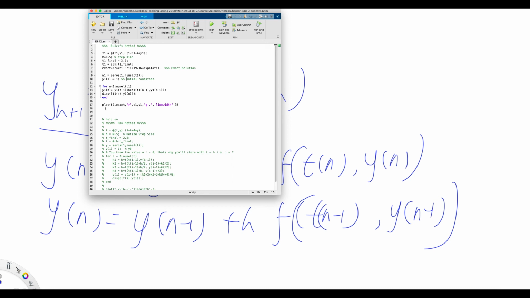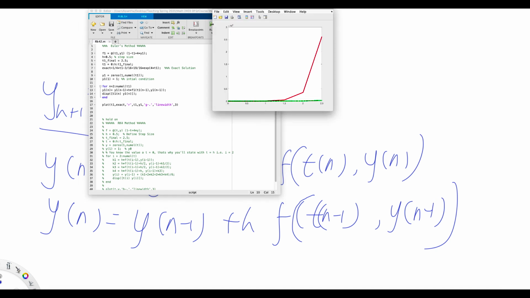So now what I do next is I plot t1 versus the exact solution, and that will be colored red, and t1, y1, that is the approximate solution, will be dotted with color green. The line width is 3. Let me run that file. This is what you will see.